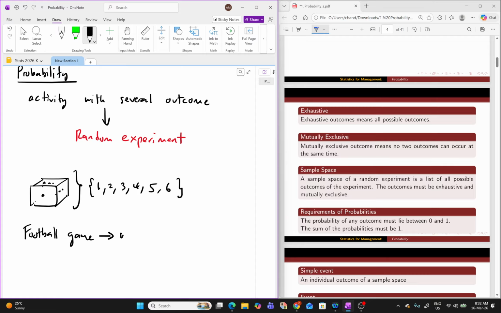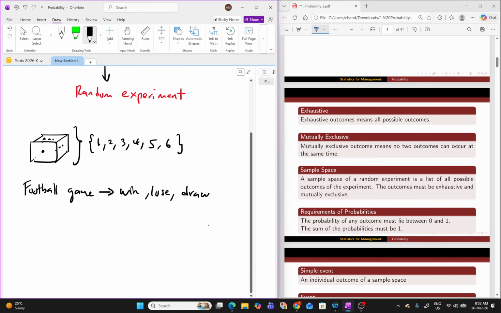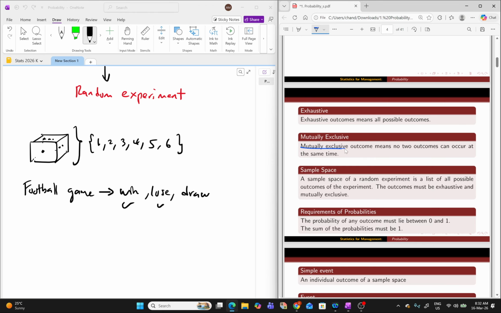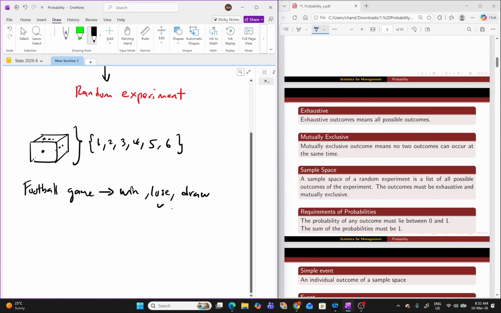You can win, you can lose, you can draw. These are the outcomes. Can you win and lose at the same time? Cannot. So winning and losing is mutually exclusive. Draw and lose is also mutually exclusive.